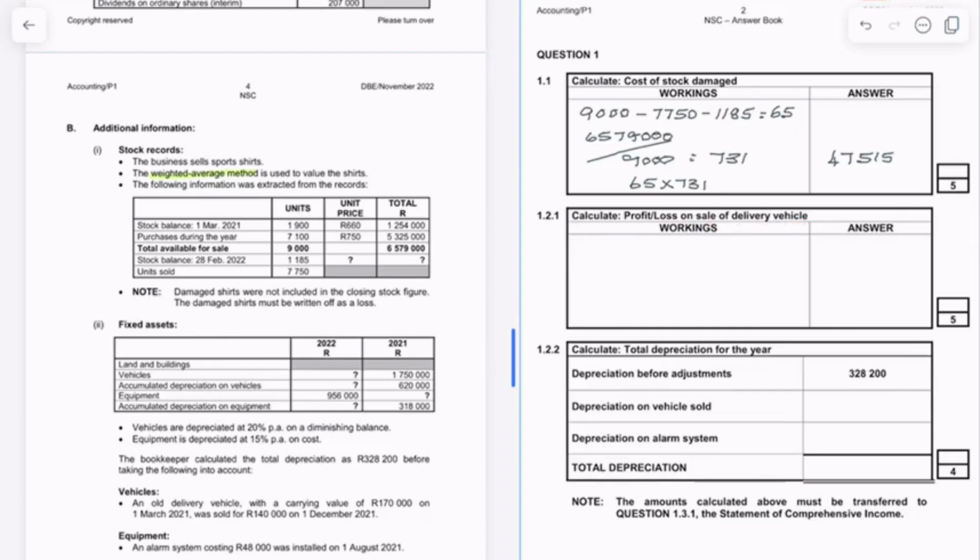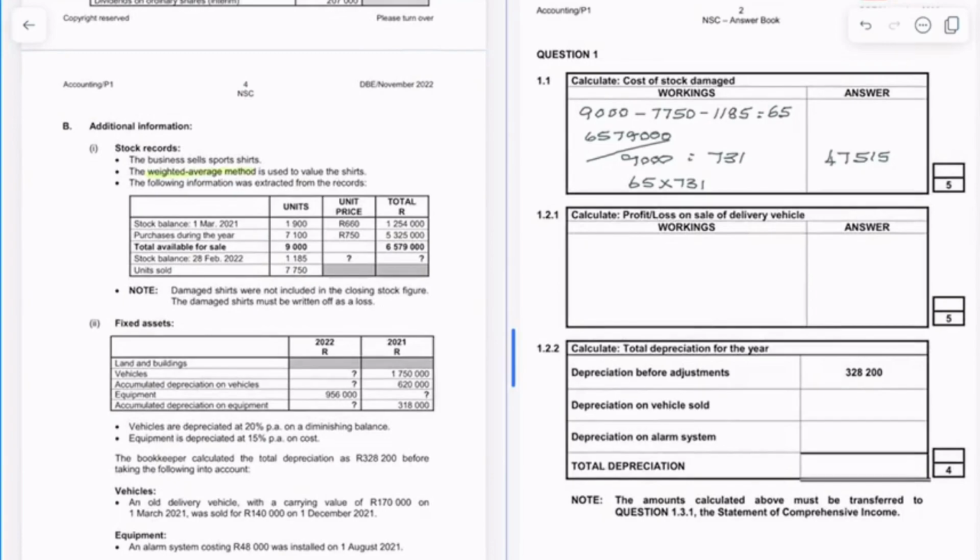Then moving on to the profit or loss on the disposal of the delivery vehicle. There was no way that you were going to escape getting questioned on an asset disposal. But let's take it slowly and we'll see that it's not that bad. They give us a little table here. We've got vehicles, 1,750,000. We've got accumulated depreciation at the beginning of the year. Then we've got equipment at the end of the year, and they give us accumulated depreciation.